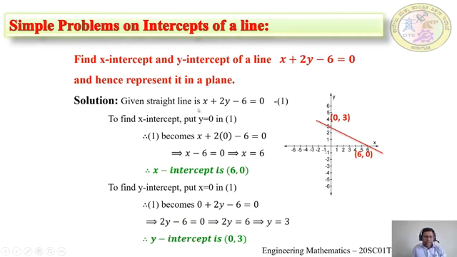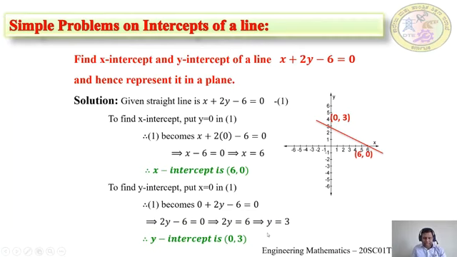Hope you understood. Once again I will repeat quickly. We are given x plus 2y minus 6 equal to 0. To find the x intercept, put y equal to 0 in equation 1. If you put y equal to 0 in 1, then we get x equal to 6. Therefore the x intercept is 6, 0. To find the y intercept, put x equal to 0 in equation 1. Therefore equation 1 becomes 0 plus 2y minus 6 equal to 0. If we simplify, y equals 3. Therefore the y intercept is 0, 3.